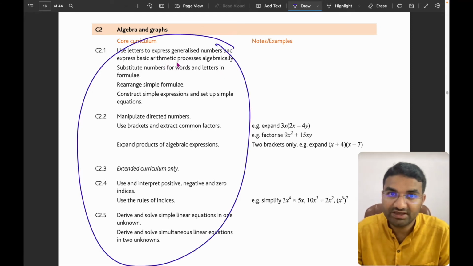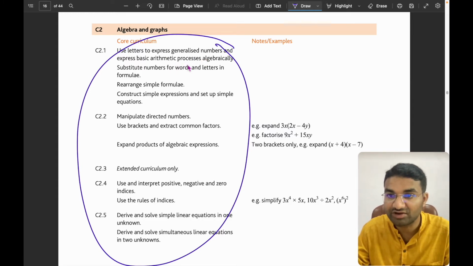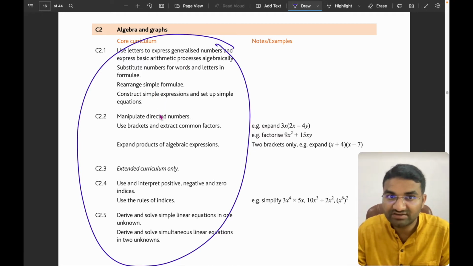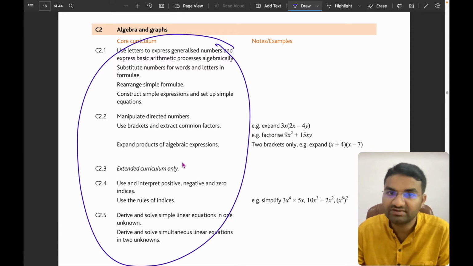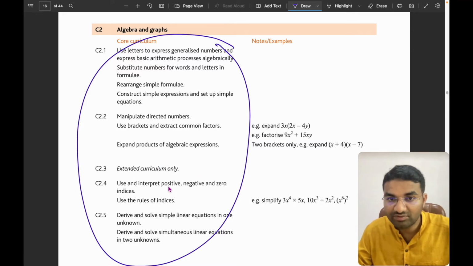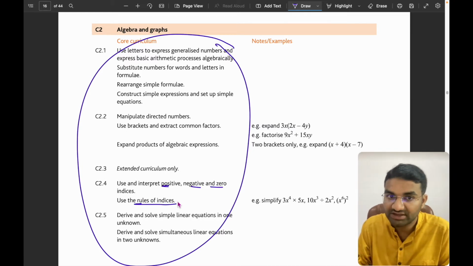So here letters to express generalized numbers and express the basic arithmetic processes, or algebraic equation, sorry. Then rearrange simple formulas. Then construct simple expressions, then multiply directed numbers. So how multiplication of numbers works, expansion, then putting out brackets. Then interpret positive, negative, zero indices, rules of indices, how to use them here.